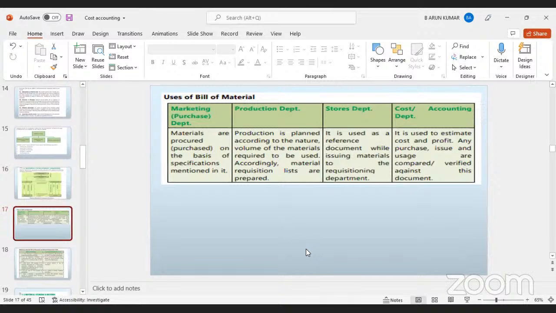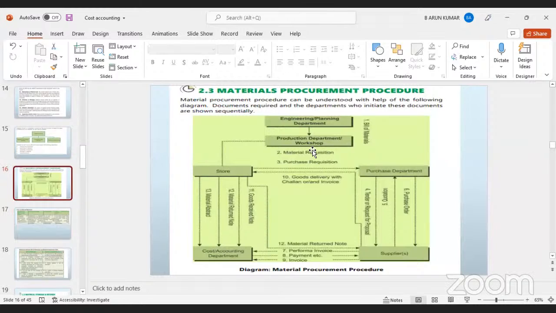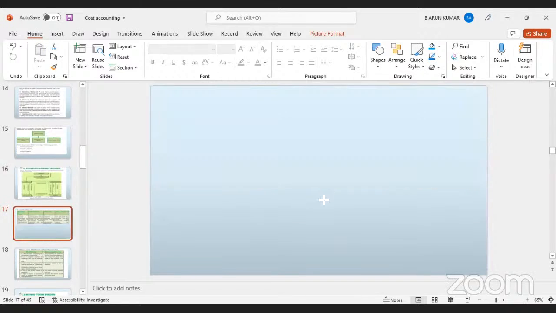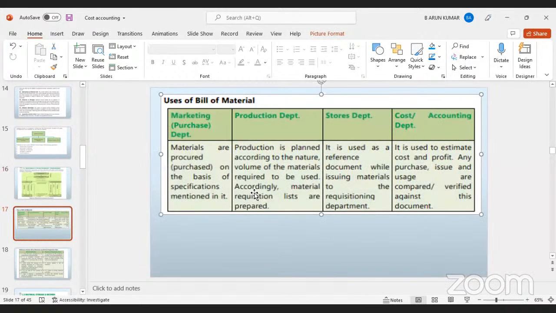Second one, uses of bill of material. Based on this bill, which department benefits, and which department most requires this type of bill? So we see the marketing department first. What do they benefit from this bill of materials?